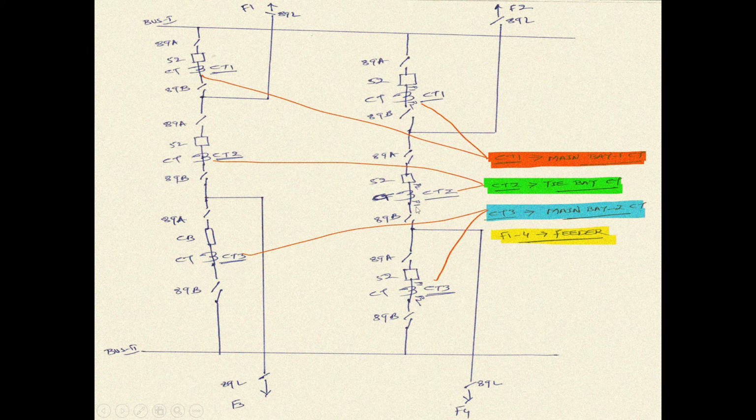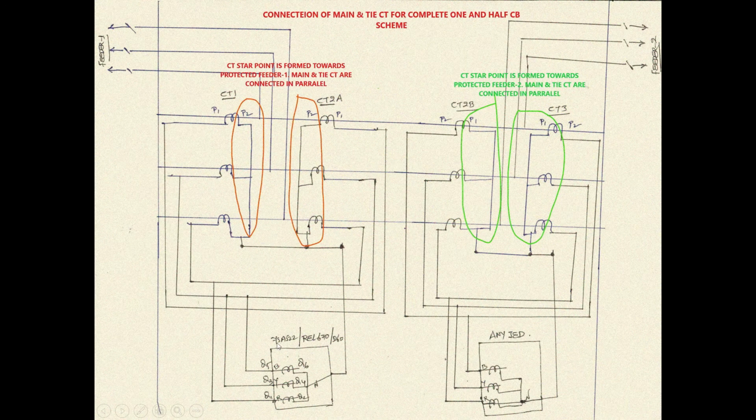For this second core, suppose it is used for protection of feeder 4, then you have to form the star point towards the P1 side, or in terms of secondary, towards the S1 side of core 2 of CT2. Likewise, you have to form the star points for CT3 also. We will see this formation of star points in our next slide. So this is the complete scheme.